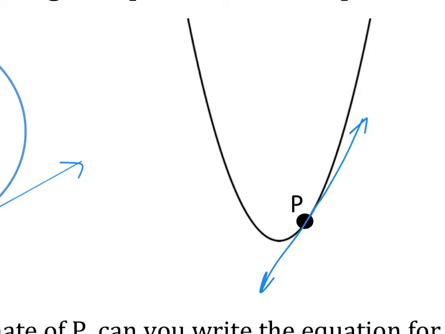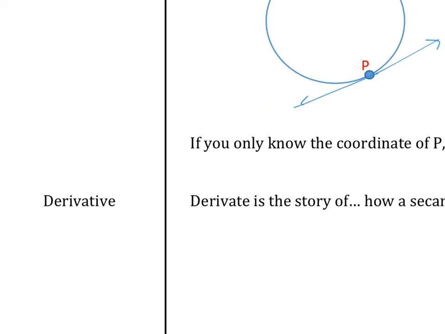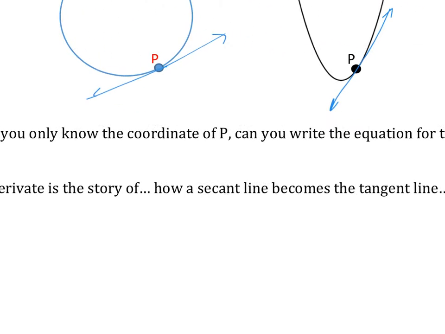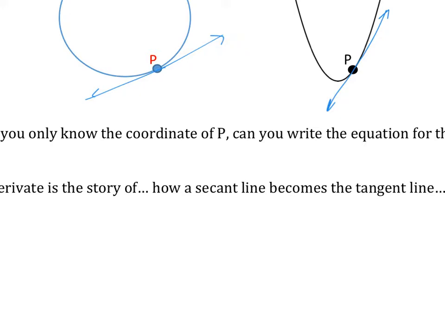So now is the problem. In everything you learned up to this point, you can write a line because you just need to find 2 points. This is the time where you only have 1 point and you still have to write a line. Therefore, we need calculus. So this is the whole idea of the derivative, which is what we're going to learn from now on, is how a secant line becomes a tangent line. This is the story of how a secant line becomes a tangent line. And I'm going to show you how that happens.